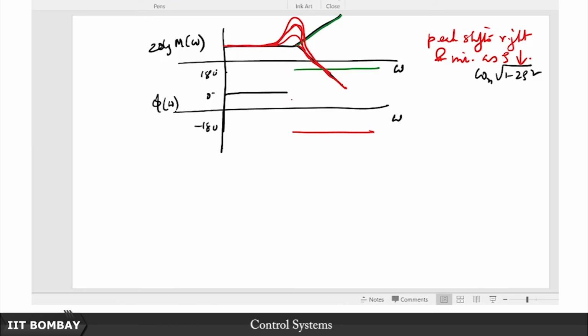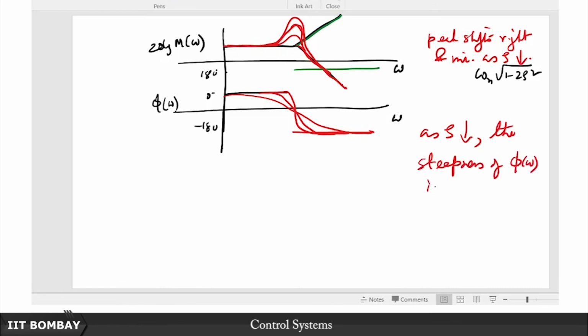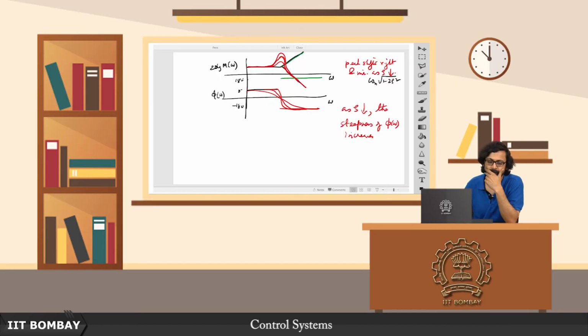For the phase plot, on the other hand, what we have seen is that as you keep decreasing zeta, this becomes steeper and steeper. So, this is probably for a lower zeta, and this is for an even lower one, sorry, so this is probably for an even better damping. So, as zeta decreases, the steepness of phi(omega) increases, right.